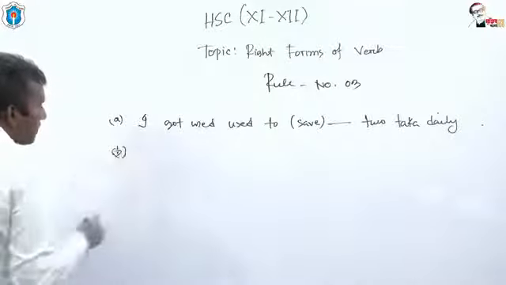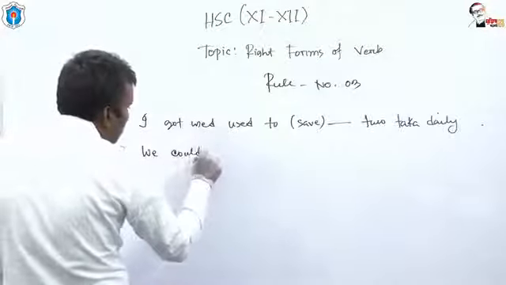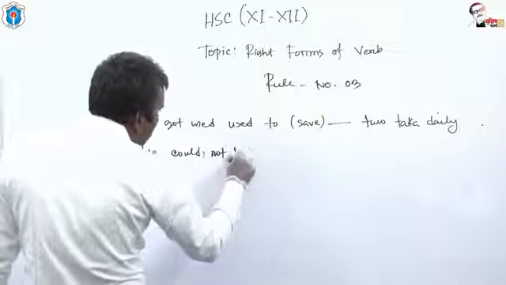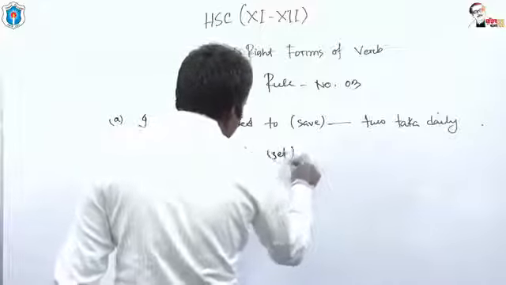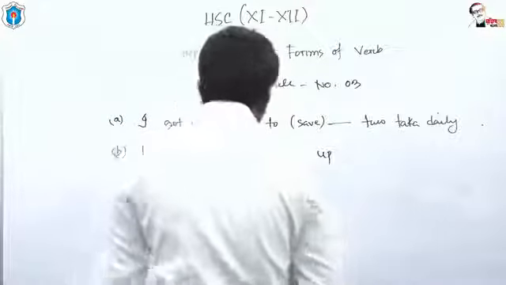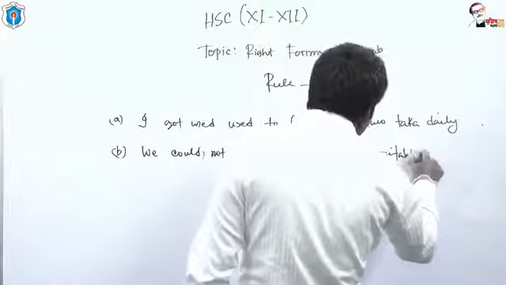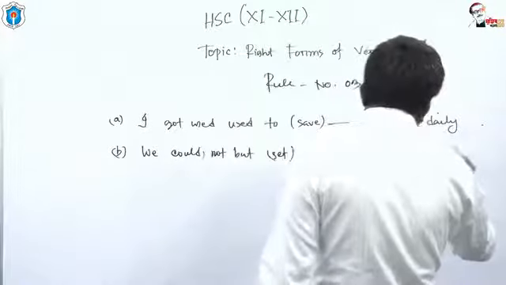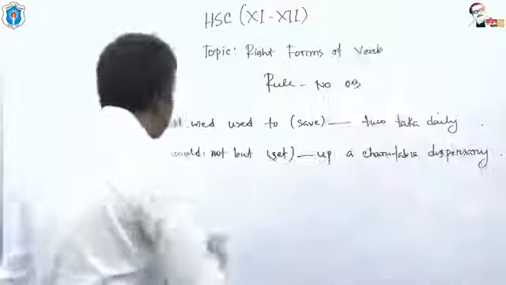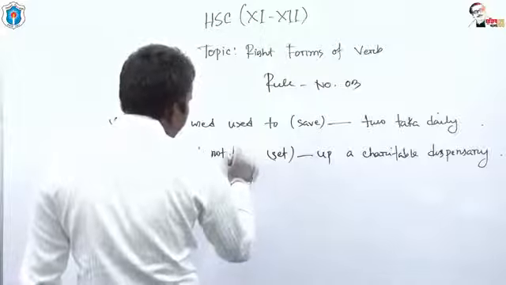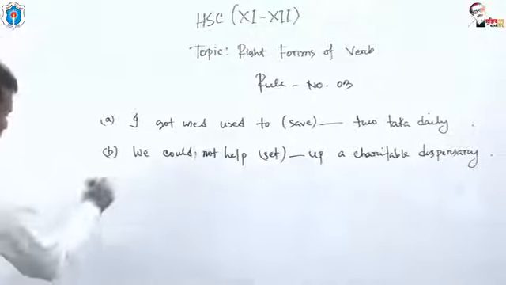Example number 2. We could not but set up a charitable dispensary. We could not, sorry, it would be could not help. We could not help set up a charitable dispensary. For example number 3.